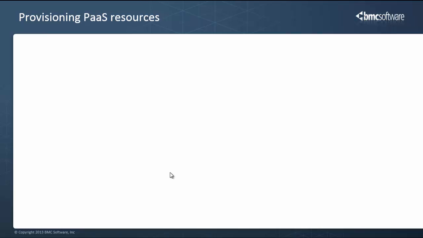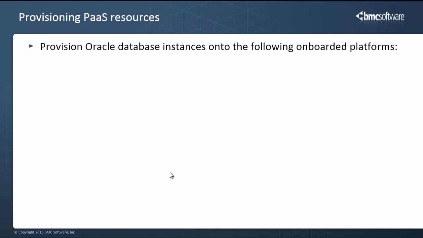BMC Cloud Lifecycle Management now supports Platform as a Service, that is PaaS provisioning. In Release 4.0, CLM can provision database instances onto the following types of previously onboarded database platforms: Oracle RAC, Oracle Restart, and Oracle Standalone. The process of provisioning a database instance is similar to provisioning a virtual server onto an onboarded hypervisor or cluster of hypervisors.